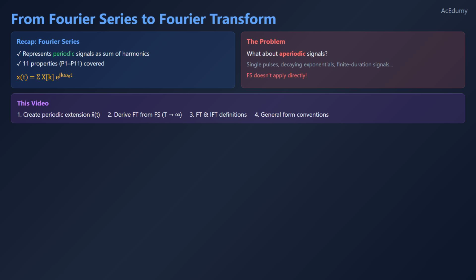We'll derive the continuous-time Fourier transform by starting from Fourier series and taking the period to infinity. By the end, you'll have the FT and inverse FT formulas that work for any aperiodic signal.